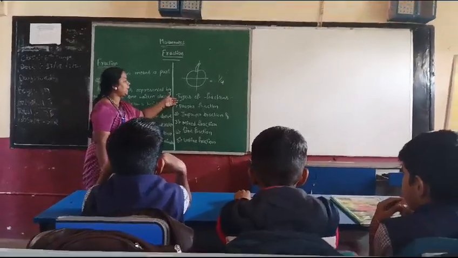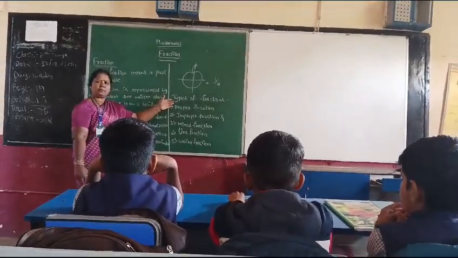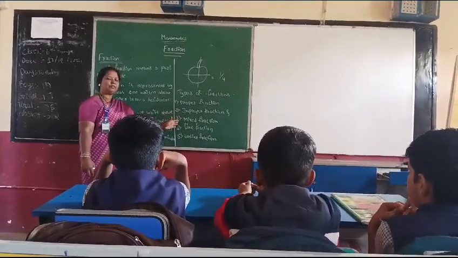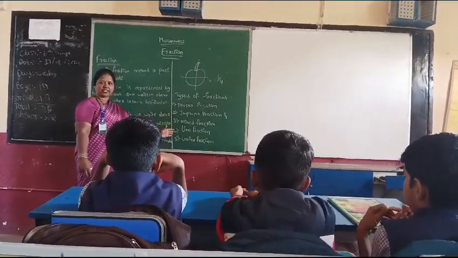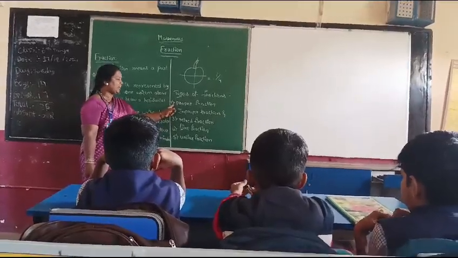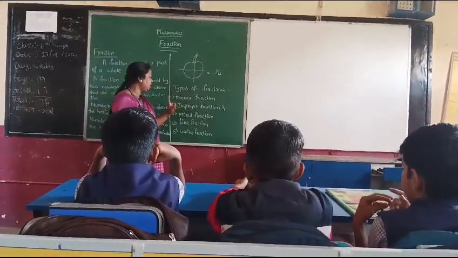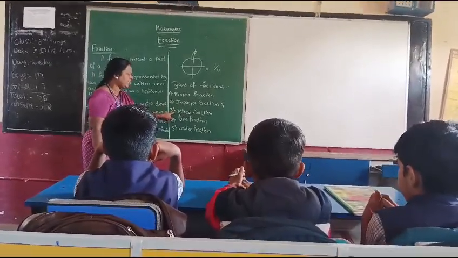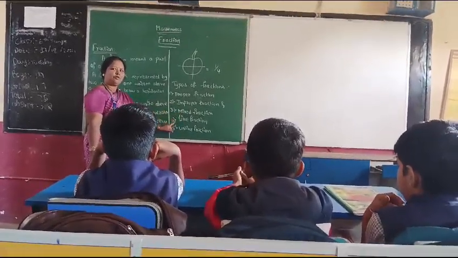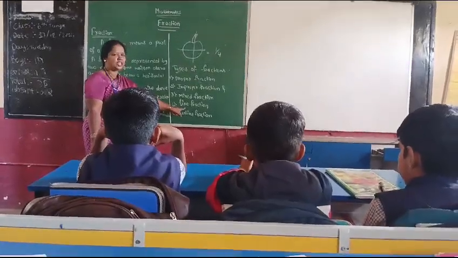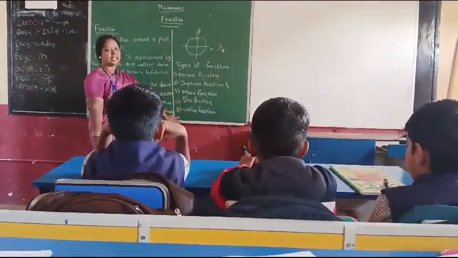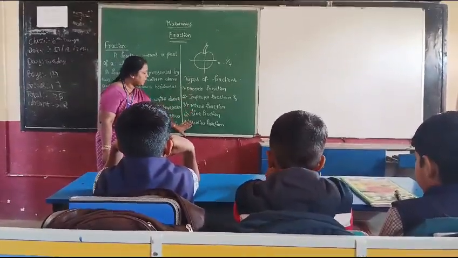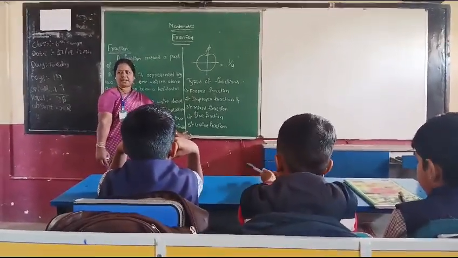The next concept is types of fractions. Normally we say there are 3 types of fractions, but another two types also exist. The first is proper fraction. Second is improper fraction. Third is mixed fraction. Fourth is like fraction. Fifth is unlike fraction. In this lesson, you are going to study all these types of fractions.